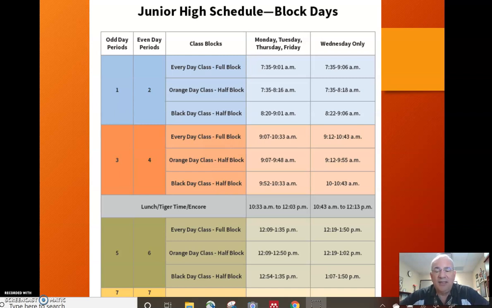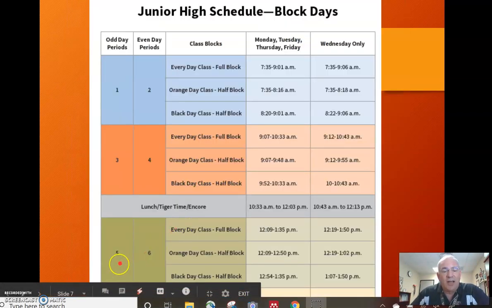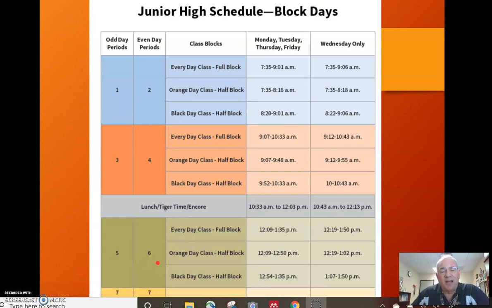All lunches will be eaten in the classroom, and we will have some time for students to get outside and, if we can social distance them, possibly take a mask break. But our real goal is to get students moving and to be able to take a break from learning. Then in the afternoon, we would have either period 5 or 6, depending on odd or even day, and we would have period 7.